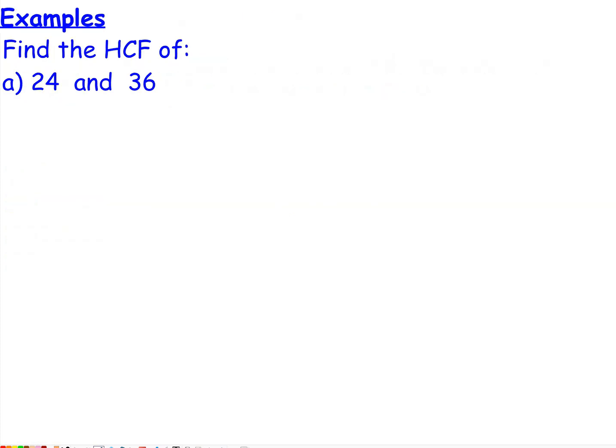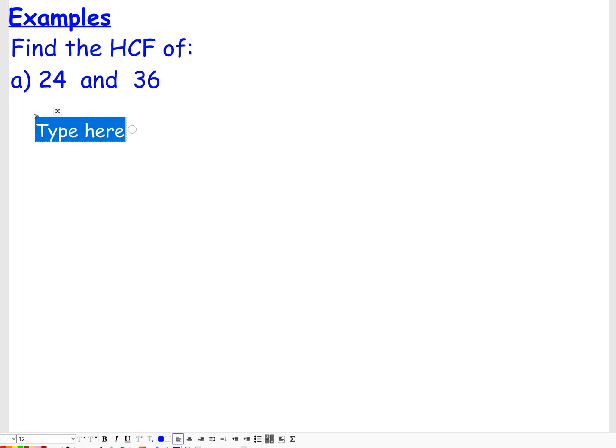So some examples then. Find the HCF of 24 and 36. So if we start with 24, the factors of 24, always starting with the number itself, like we did with the examples for factors earlier. So it's going to be 1 and 24. Then we ask ourselves, does 2 go in? Well, yes, it's an even number. 24 divided by 2 is equal to 12.